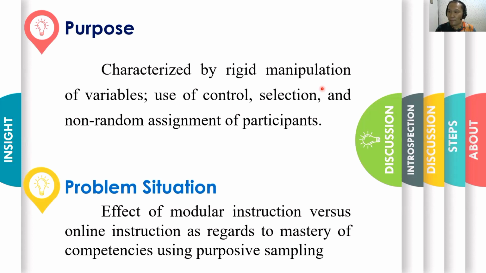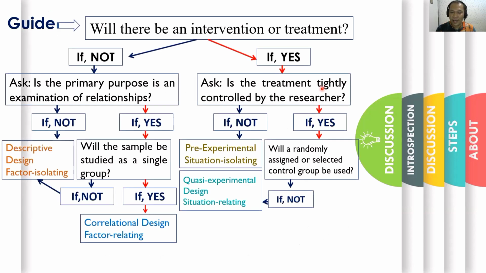Okay, meaning you are going to use two groups. One group is going to use modular instruction. The second group will be online instruction. And then the selection of the participants here will be purposive sampling. We are going to determine what will be the effect when the learners are exposed under modular instruction and online instruction. Okay? Now, going back to our guide.